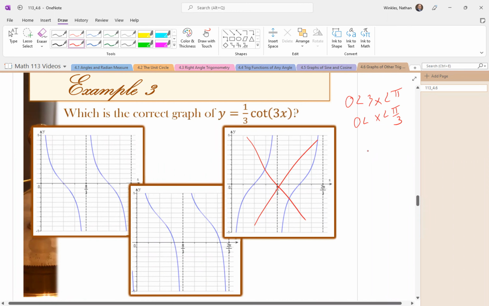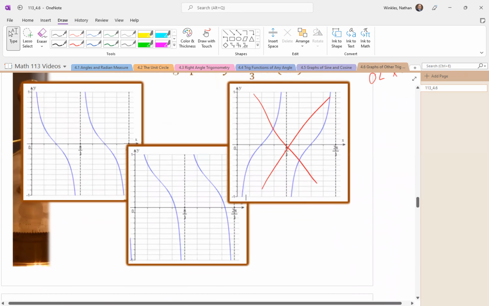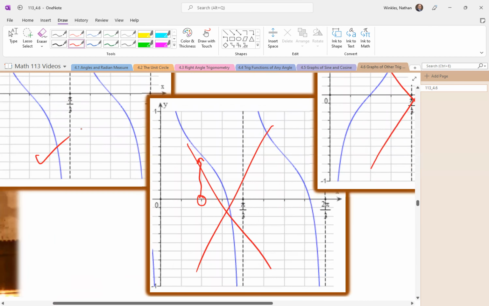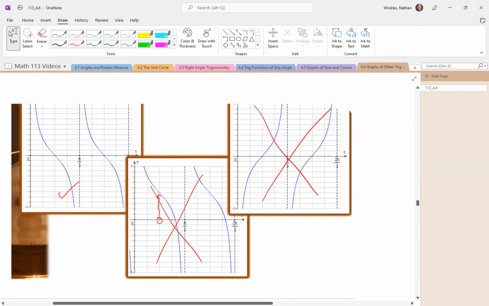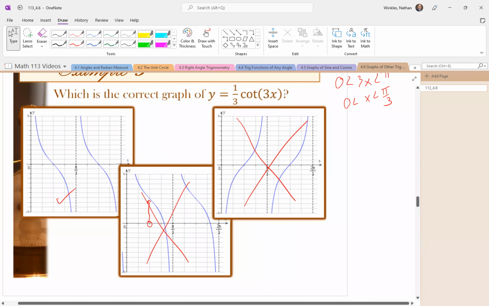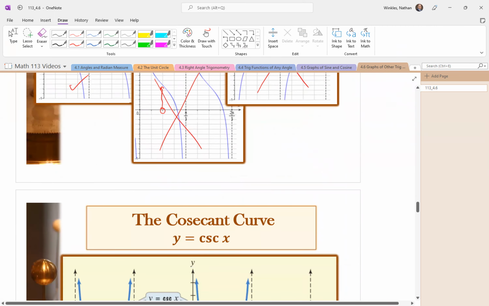Next thing it tells us is that there's an x-intercept halfway between. If we look at this second one here, halfway between 0 and pi over 3 would put me right here. But as we can see, we're way up here. So therefore, we can eliminate that one, and the first one over here is our graph. So we're just using these characteristics to be able to build this up for us.